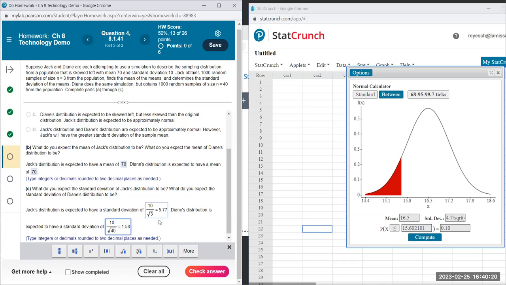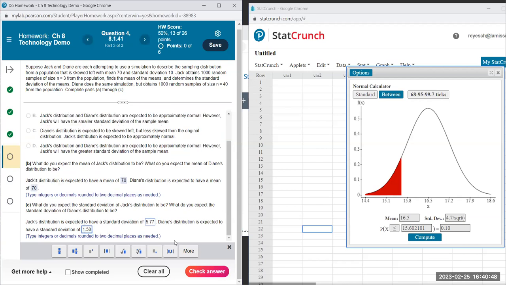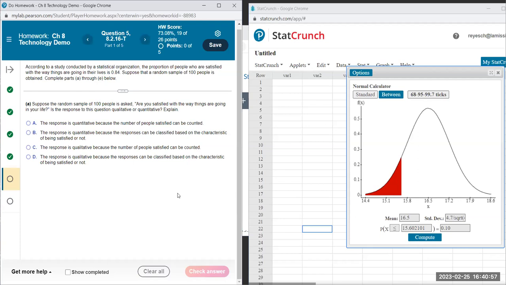So typical deviation for Jack's distribution will be give or take 5.77, whereas Diane's variation, in terms of the standard deviation for her sampling distribution, is going to be about 1.58. So she's definitely getting better results because there's less variability in her graph than in his graph. But again, you might have the opposite happening. You might have Jack getting better results than Diane, depending on how the problem was worded. Again, if you need some time to do this, just pause the recording, catch up, and then continue the recording.